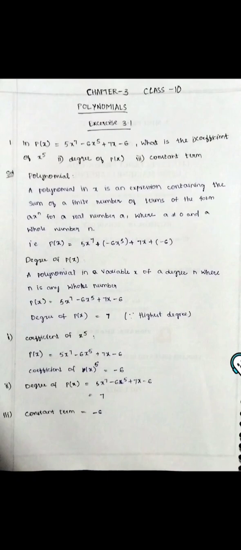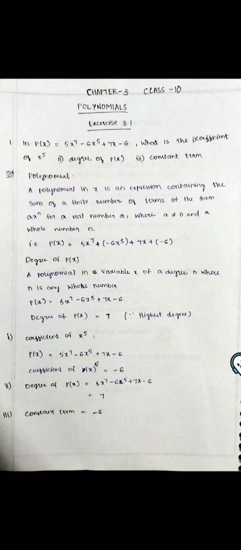A polynomial in x is an expression containing the sum of a finite number of terms of the form ax power n, for a real number a, where a is not equal to 0 and n is a whole number. That means, what are they saying? A polynomial in x is an expression containing the sum of finite terms. Here in P of x, we have 5x power 7 minus 6x power 5, 7x minus 6. These are the finite terms.